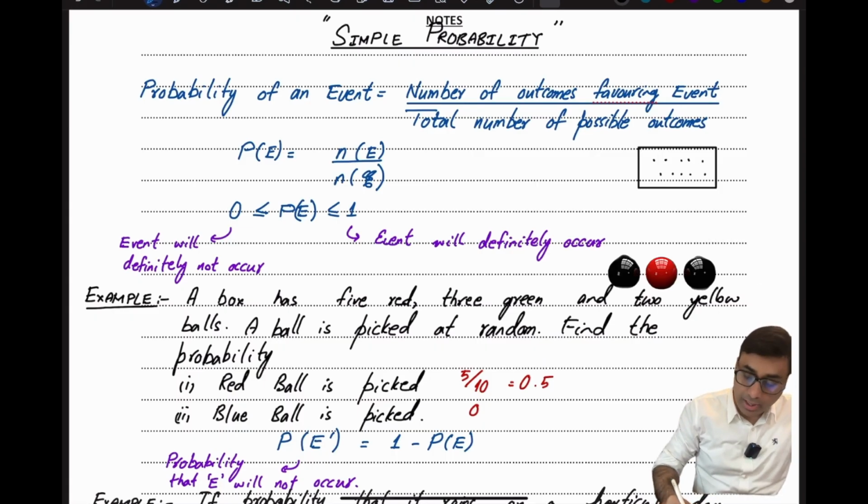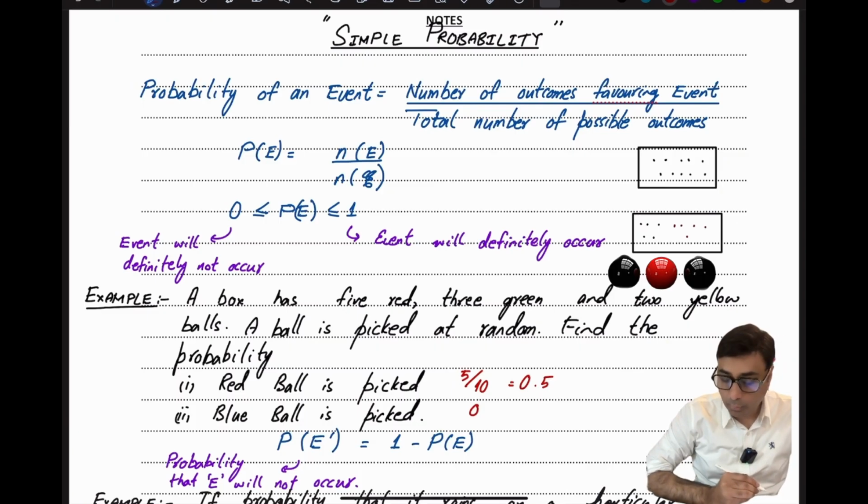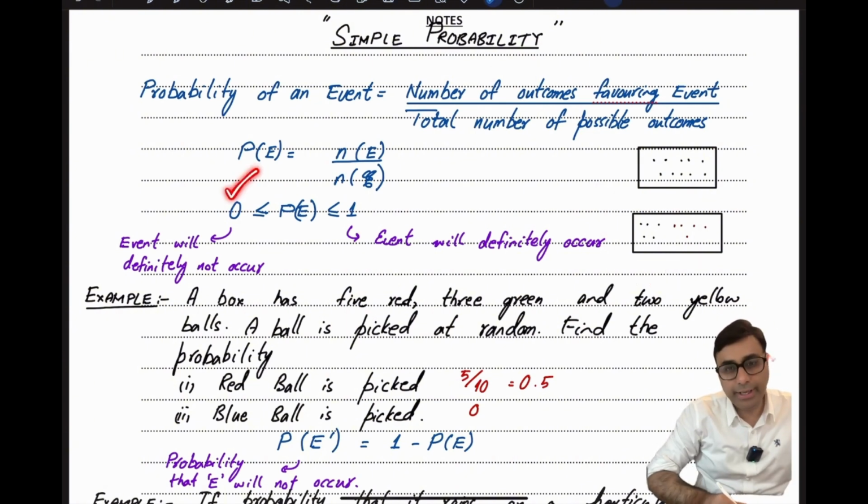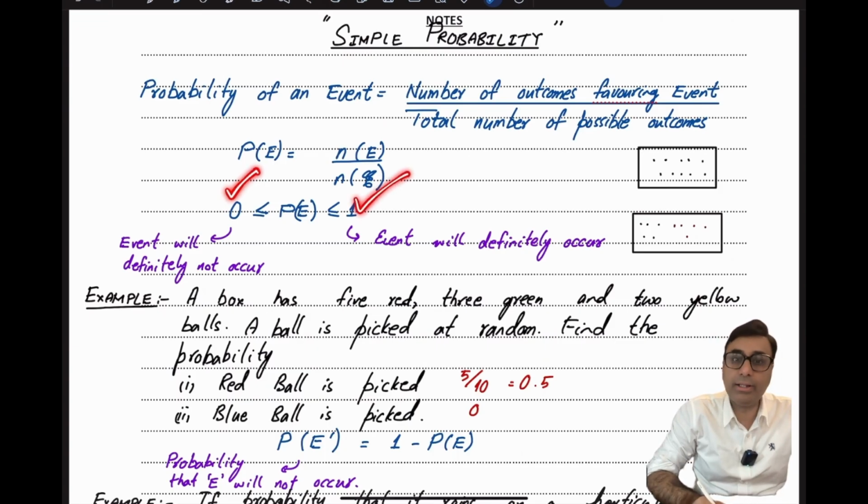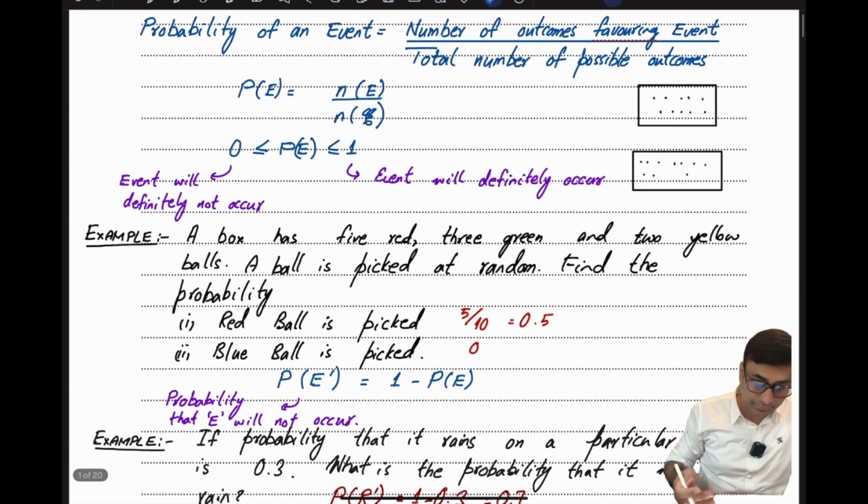But if you have another box that has 5 black balls and 5 red balls, and you pick one ball at random, what is the probability that the ball that you pick is blue? There are no blue balls over here, so its probability is going to be 0. 0 indicates that the event is not at all going to happen, and 1 indicates that it is most definitely going to happen.